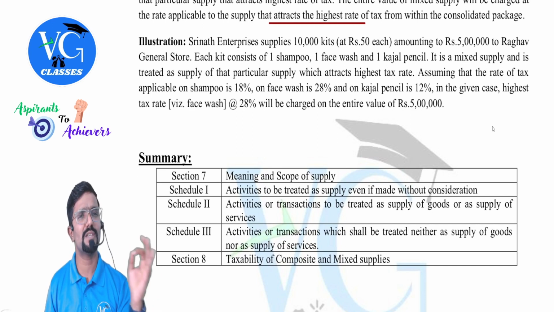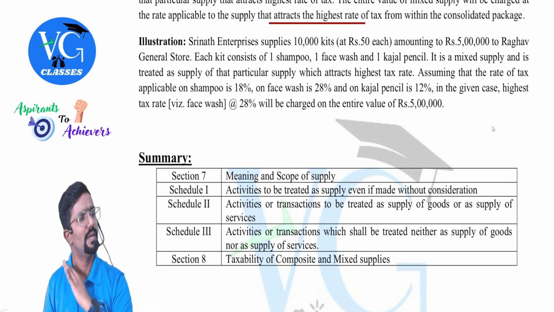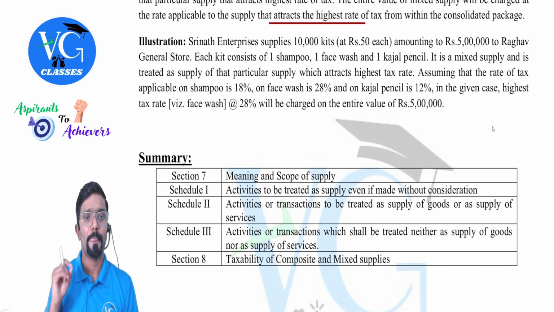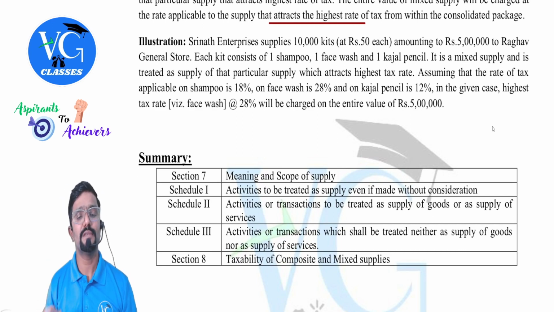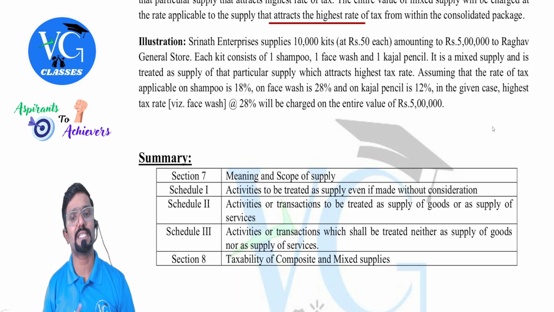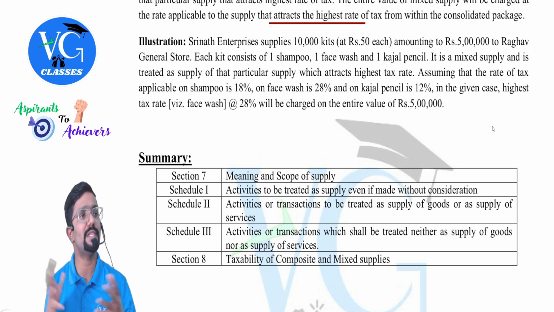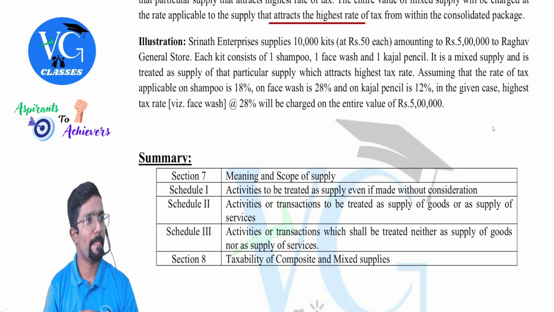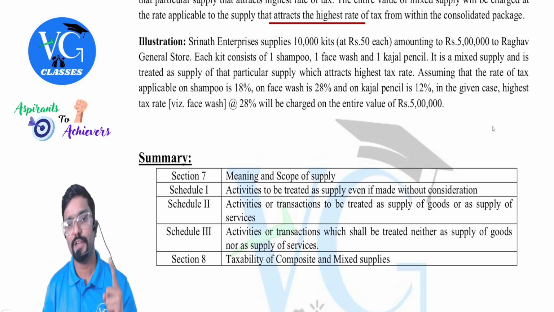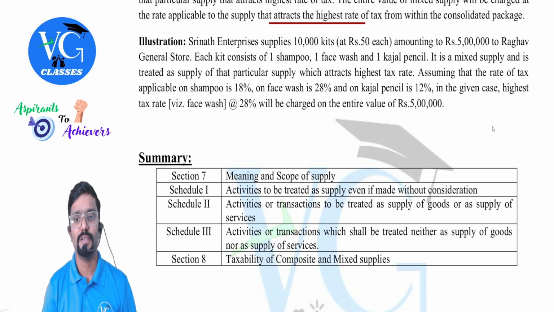Any question on mixed supplies or composite supply, you will be able to nail it. Srinath Enterprises supplies 10,000 kits at 50 each, amounting to totally how much? 5 lakh to Raghav General Store. Okay, Srinath Enterprises is the supplier. Raghav General Store is the recipient. Each kit consists of one shampoo, one face wash, one kajal pencil.